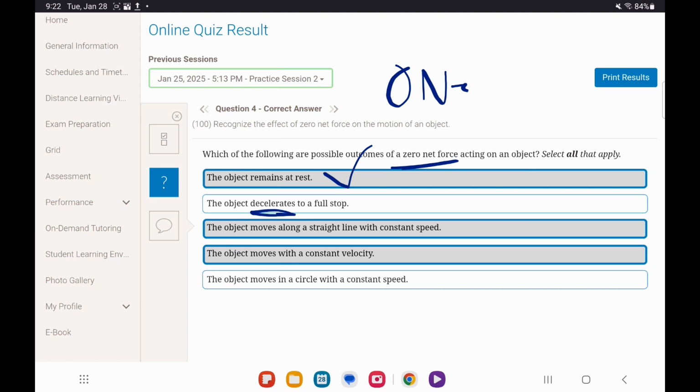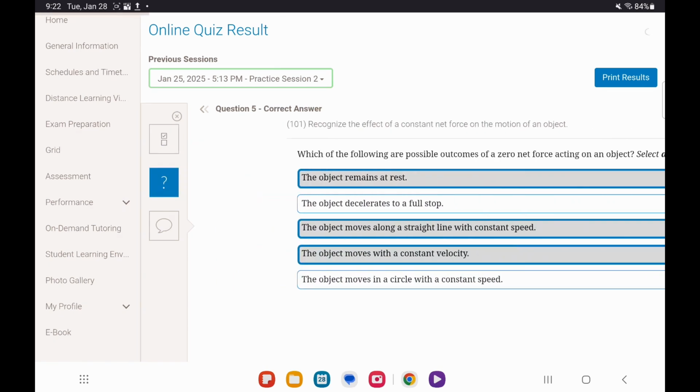It decelerates. No, because decelerating is moving with some sort of changing speed, so it's not constant. So this is wrong. Moves along a straight line. It has to be a straight line with constant speed and constant velocity. So yes, constant speed. Object moves with constant velocity. Yes. Moves in a circle with constant velocity. No, it has to be in a straight line. So that's that question.